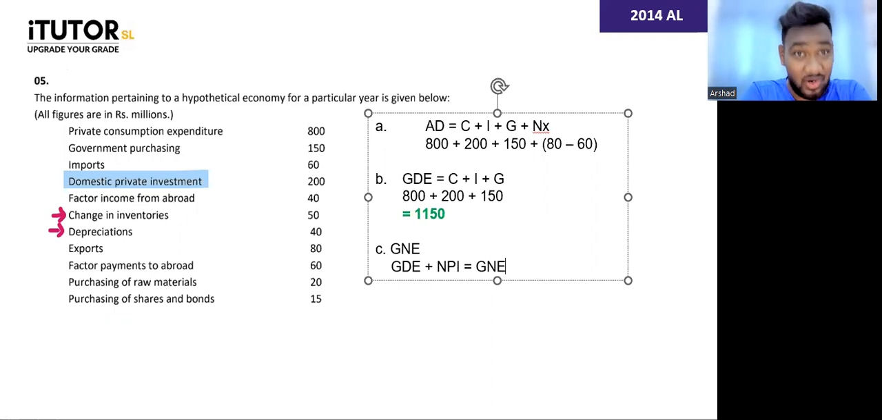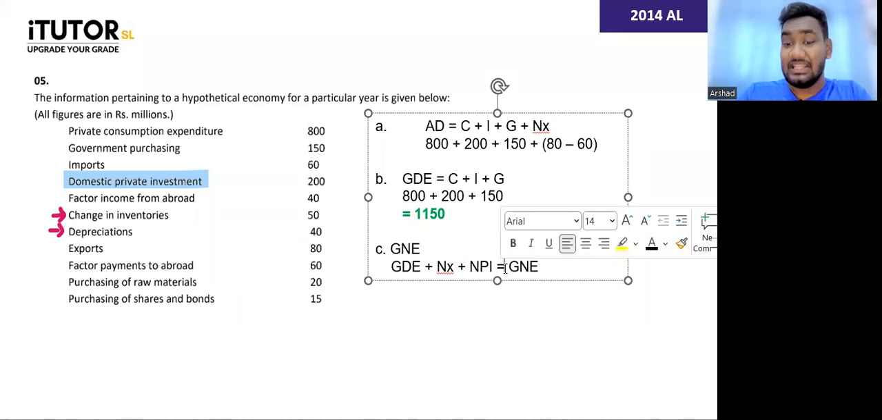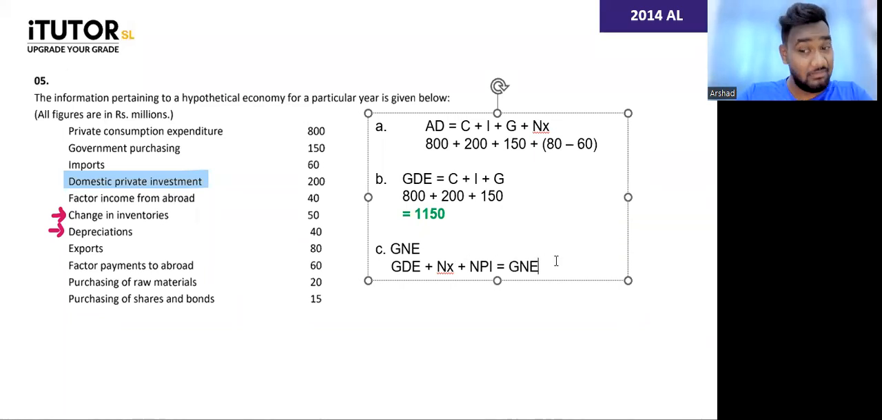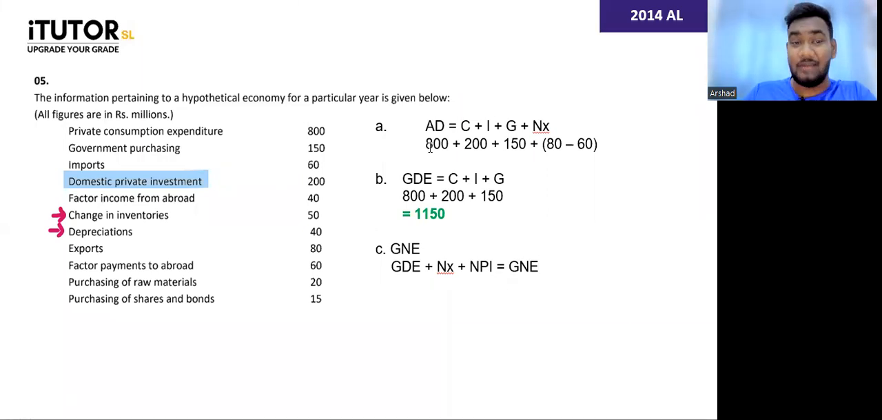This is wrong. Remember, you can't go from GDE to GNE directly. You first have to go to GDP and then you can go to GNE. So to GDE, you first have to add net exports, then you will go to GDP. To GDP, you add net primary income, then you can come to GNI. Remember this, guys.